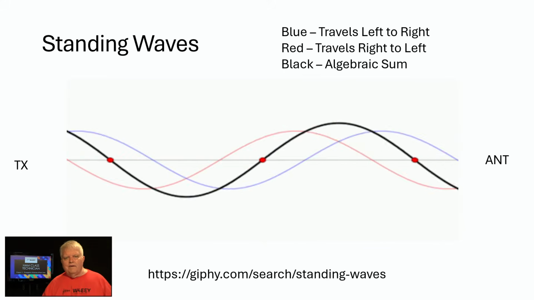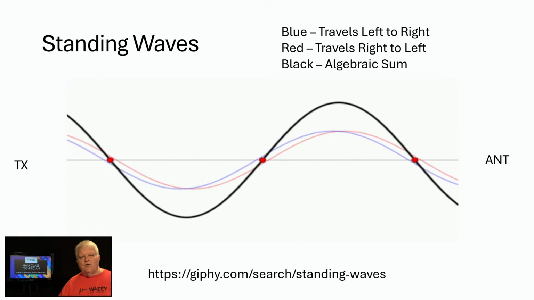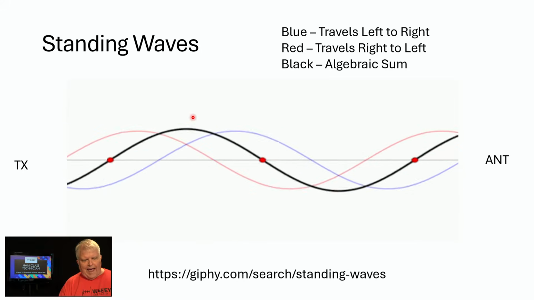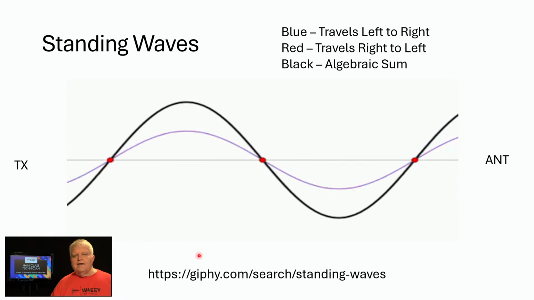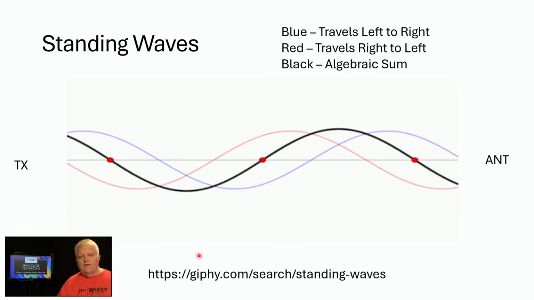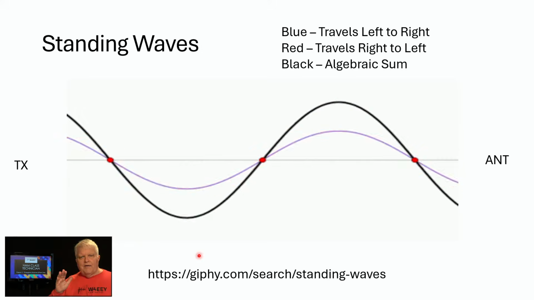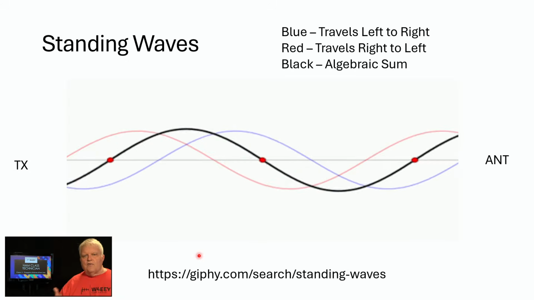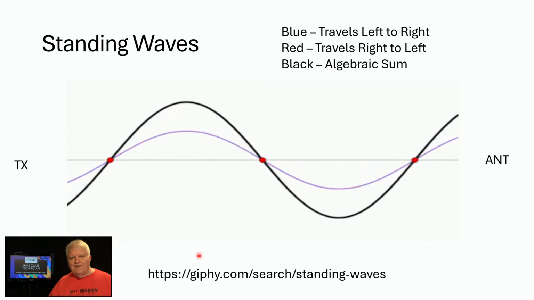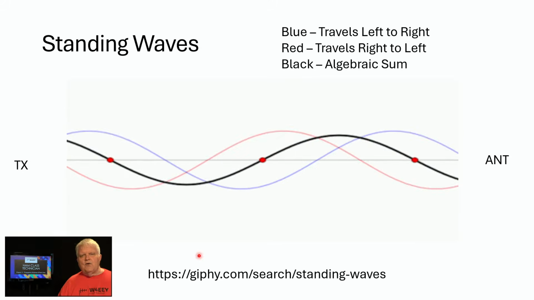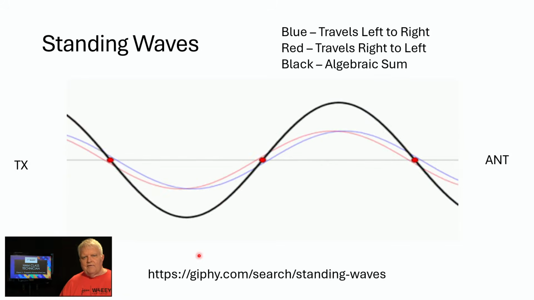And where the voltages add between those two waves, you create this black wave that is not traveling. It's standing on the transmission line. High voltage positive, high voltage negative, high voltage positive, high voltage negative. This is, of course, happening very, very fast. This is just a reproduction, but it shows you this is what we call a standing wave. And we're trying to minimize that.